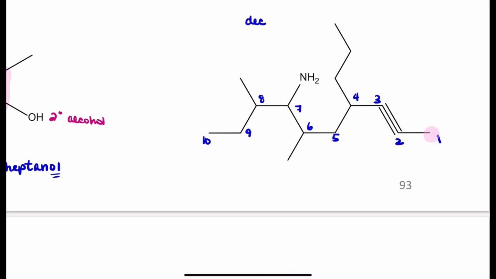If I highlight it, sometimes it's easier to see the attachment groups. Okay, I've got a methyl group here, methyl group here, an amino group here, and 1, 2, 3, a propyl group here.